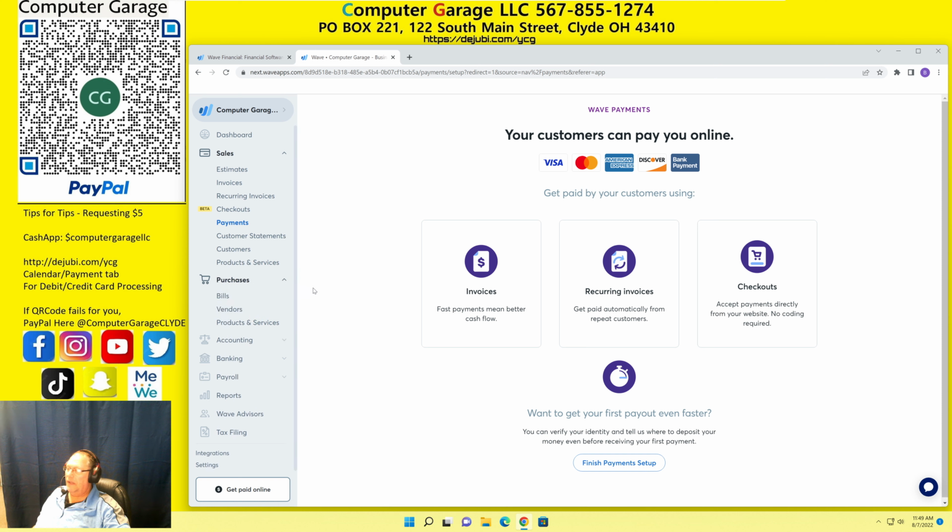Purchases. This is basically exactly what it is. You're going to put your vendors in and you're going to create your bills. What products and services do you buy in relationship to what you sell? Accounting is going to be basically your general journal. If you don't know what a general journal is, ask someone who at least does a little bit of bookkeeping. They can help you. You got to do your chart of accounts and your reconciliations.